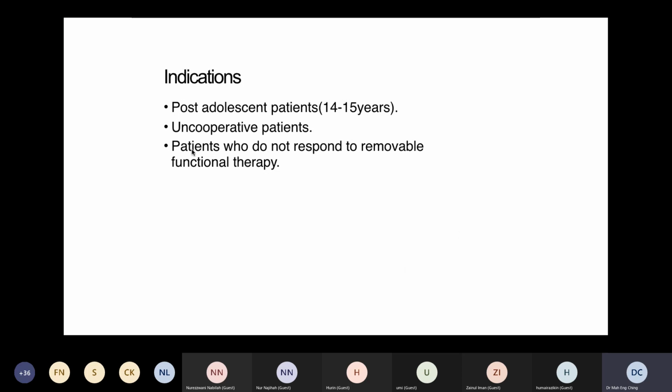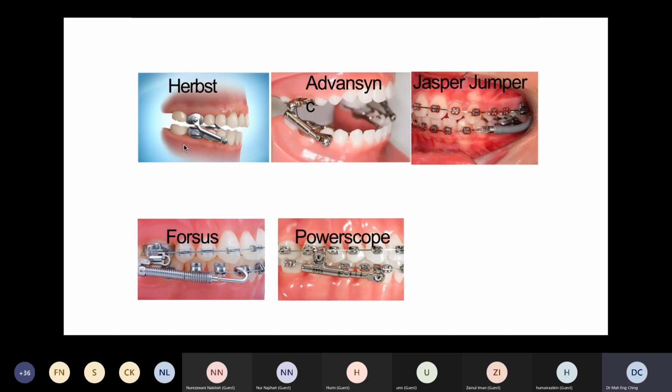For uncooperative patients, because this one is fixed and the patient cannot take it out, we take away the compliance issue. Also for patients who do not respond to removable functional therapy, maybe you give the patient a last chance and put in a fixed functional appliance. There are many designs, like we showed in the pictures before: Herbst, Jasper Jumper, Forsus, Powerscope, all working by a similar principle. They push the lower jaw forward, so hopefully the appliance will bring the upper maxilla backward and the lower mandible forward.